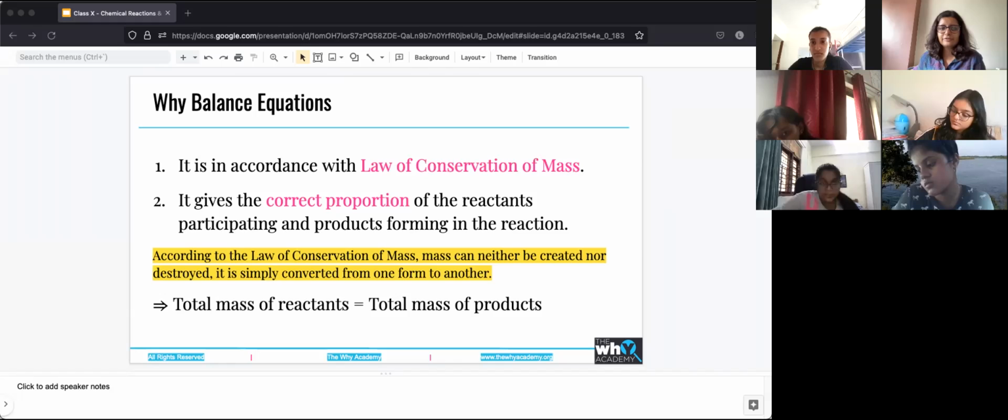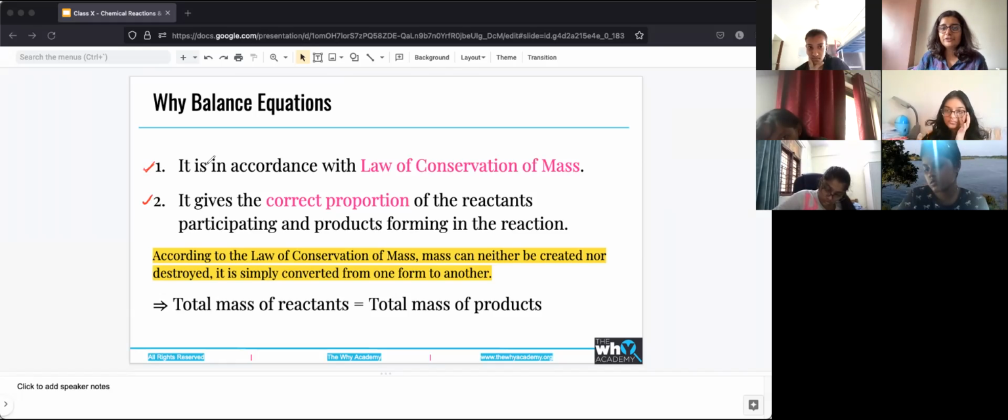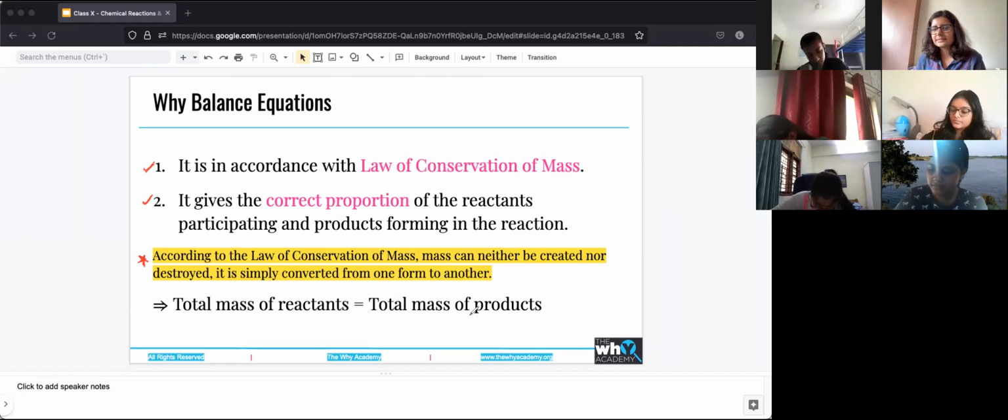I can see a lot of you are noting it down. Just note down points 1 and 2. These are important. If you don't know the law of conservation of mass, you can write down the statement. After that, we'll get right down to balancing.